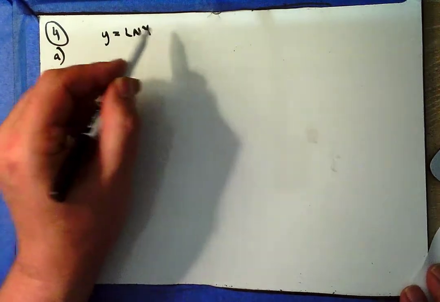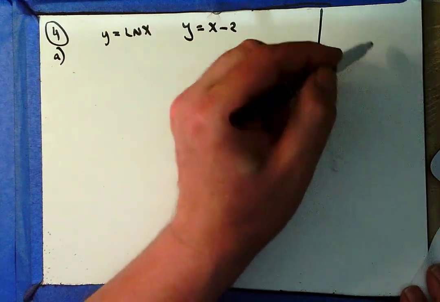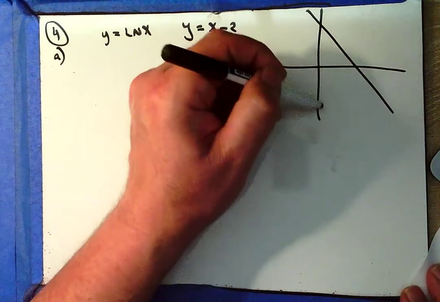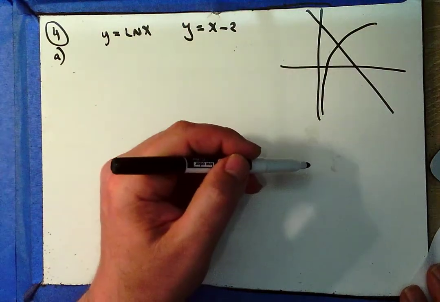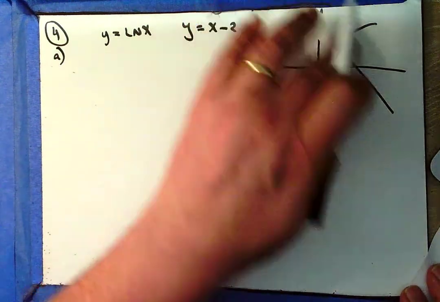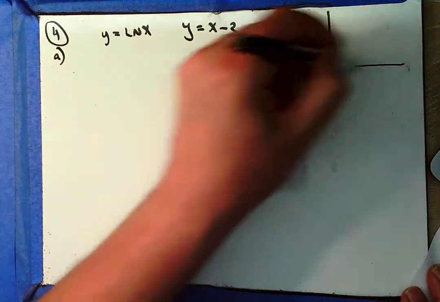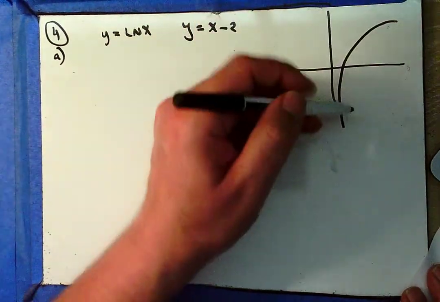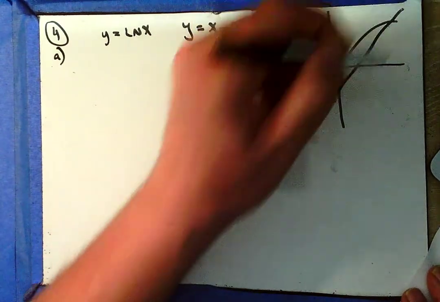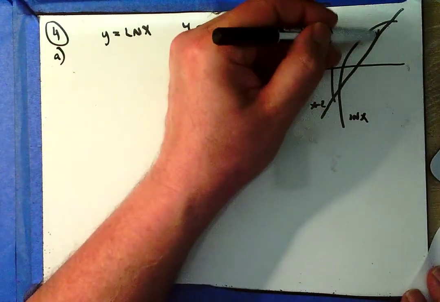We've got y equals ln of x. We've got y equals x minus 2. We know what those look like. There's x minus 2. There's ln of x. No. That isn't, is it? That's negative x plus 2. Let's try again. There's ln of x, and there's x minus 2. And here's our region.